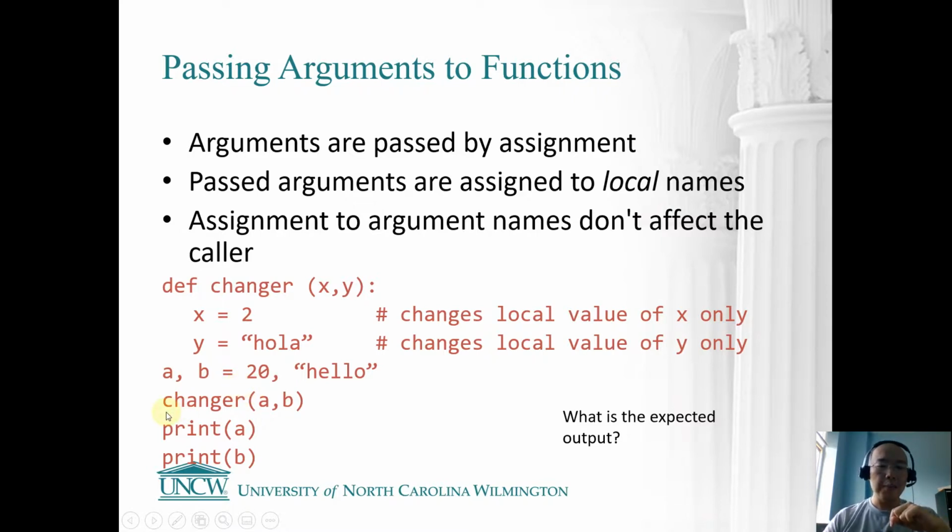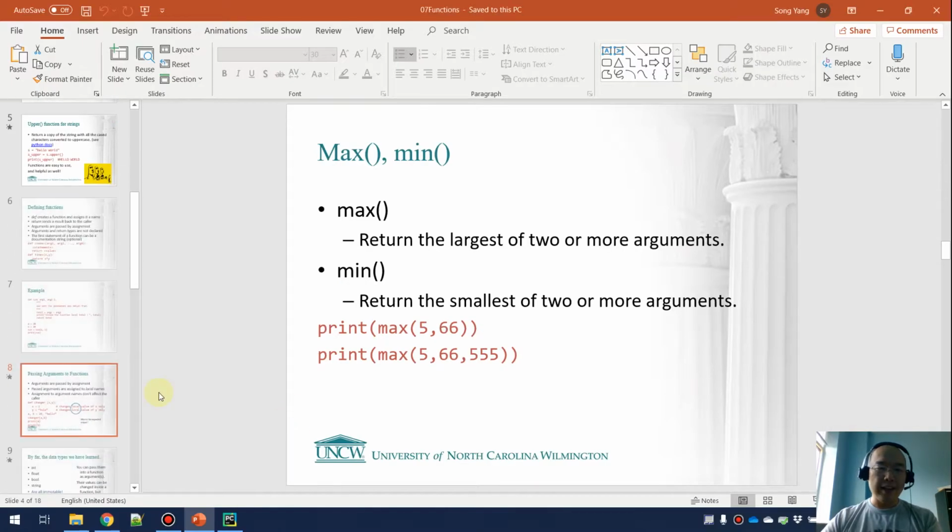Okay, and then I'm making a call of the changer. So originally, A is 20, B is hello, right? And then I'm calling the changer, sending A and B into the function. And then A will be taken by x, B will be taken by y. And eventually I want to change A to 2 and B to hola. Does that work? Okay, let me try that.